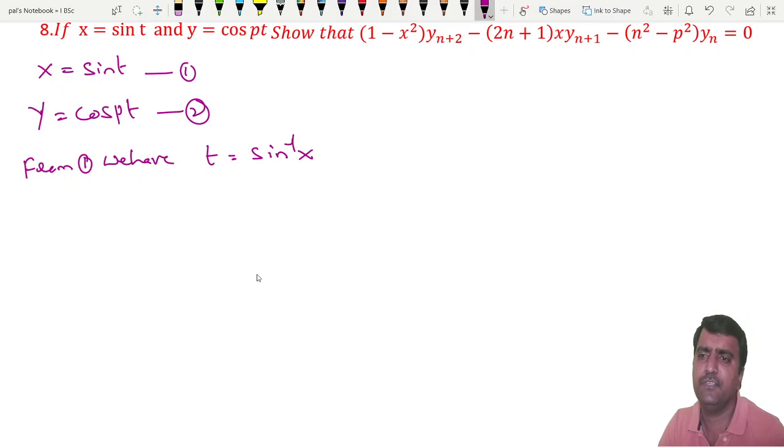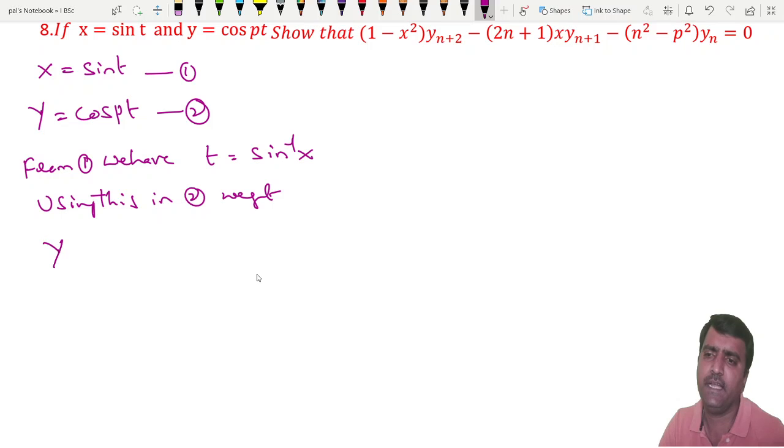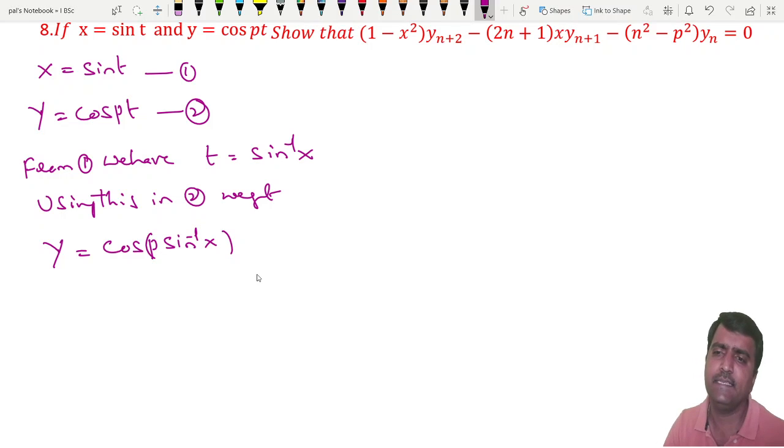Substituting this into equation 2, we get, what is y now? y is equal to cos p into t. t is what? It is sin inverse of x. So that is y is equal to cos of p sin inverse of x. You take this as equation 3.